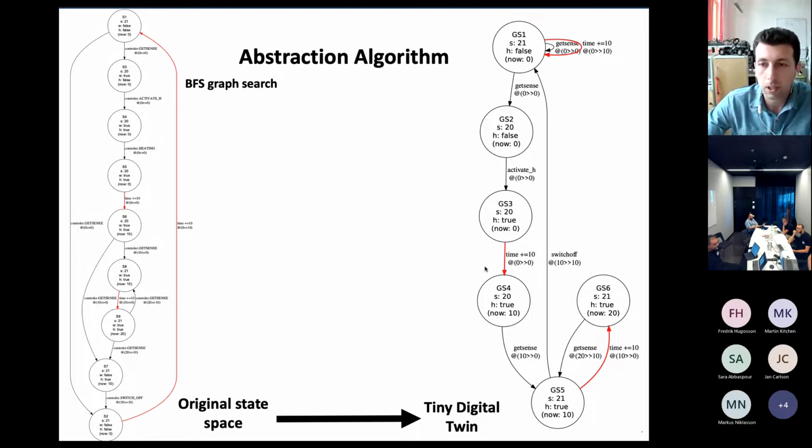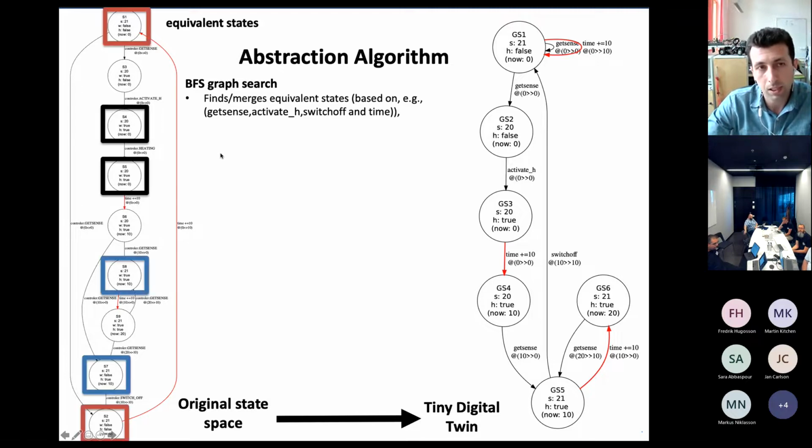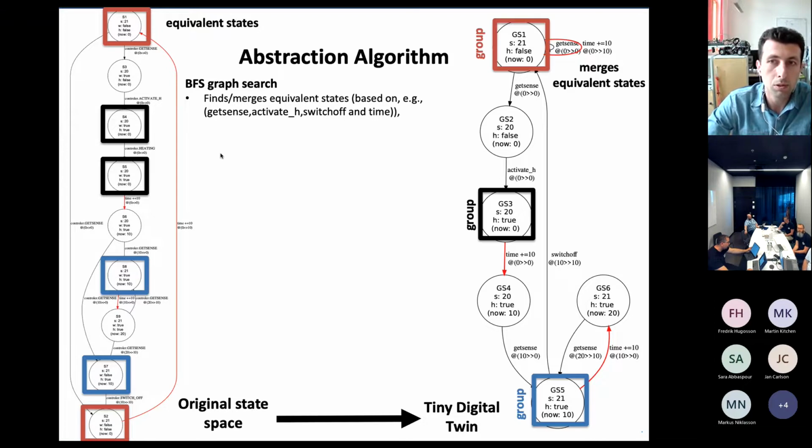Before seeing the monitor, here is an explanation of how the abstraction process works on the original state transition system, or state space. This is part of the state space generated for the temperature control system. We perform a BFS graph search over this state transition system and find the equivalent states based on the given list of actions, and merge those equivalent states to generate the equivalence classes.